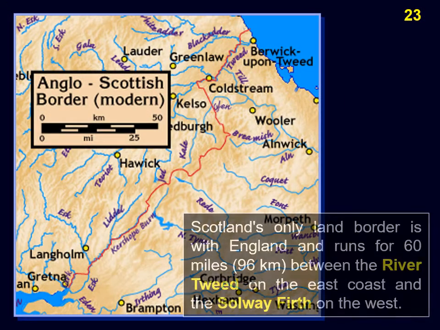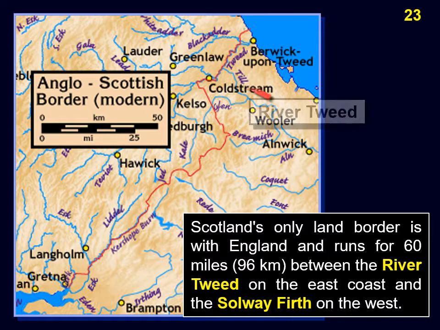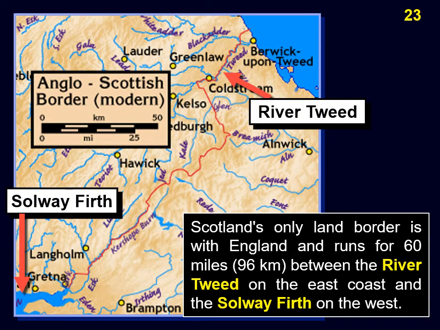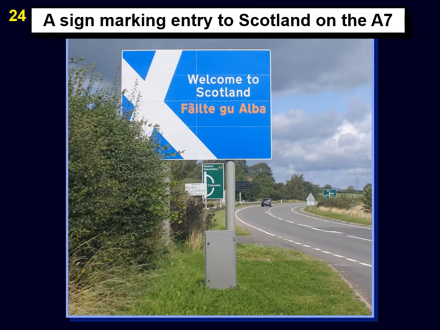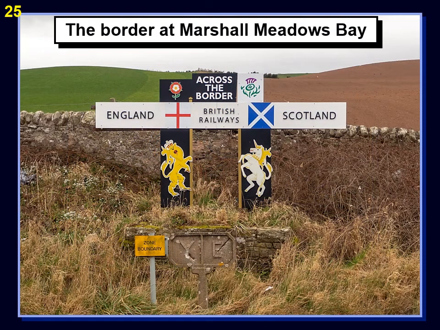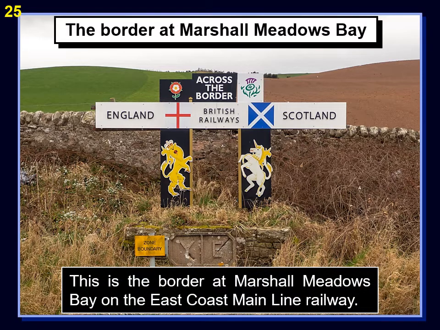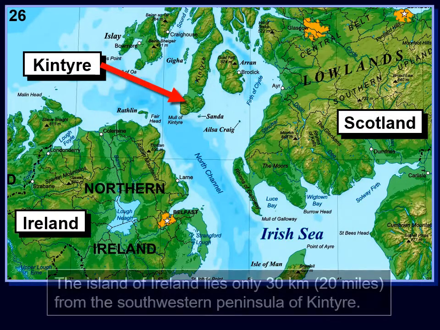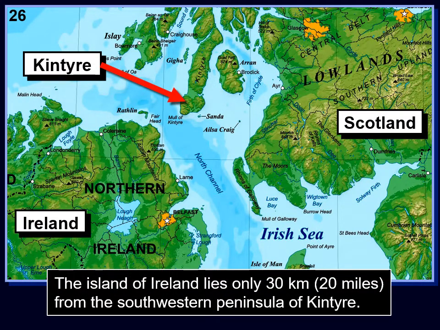Scotland's only land border is with England, and runs for 60 miles, 96 kilometers, between the River Tweed on the east coast and the Solway Firth in the west. This is a sign marking entry to Scotland on the A7, on the border of Dumfries and Galloway. This is the border at Marshall Meadows Bay on the East Coast Main Line Railway. The island of Ireland lies only 30 kilometers, 20 miles, from the southwestern peninsula of Kintyre.